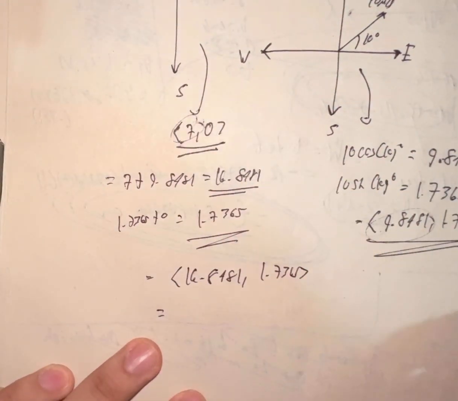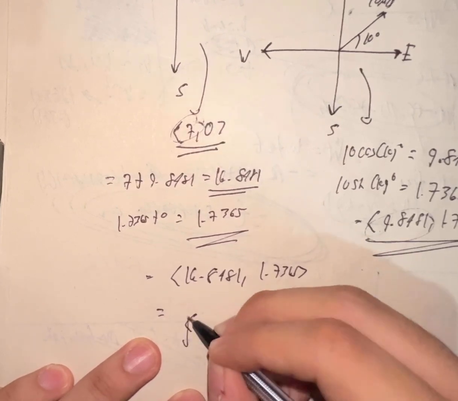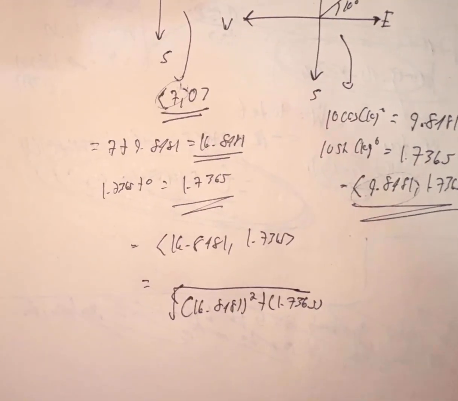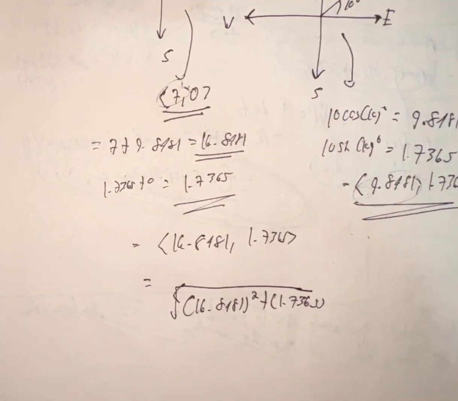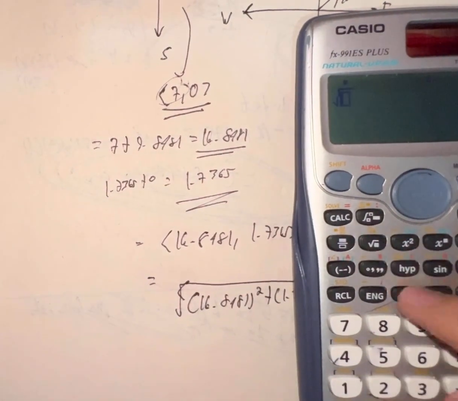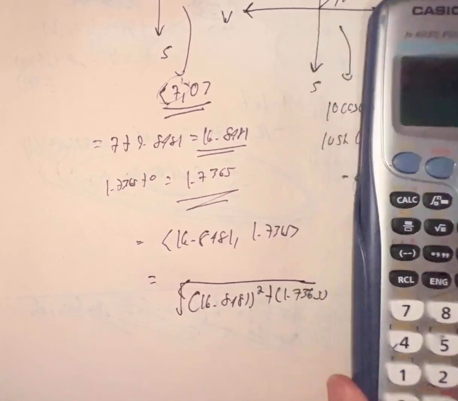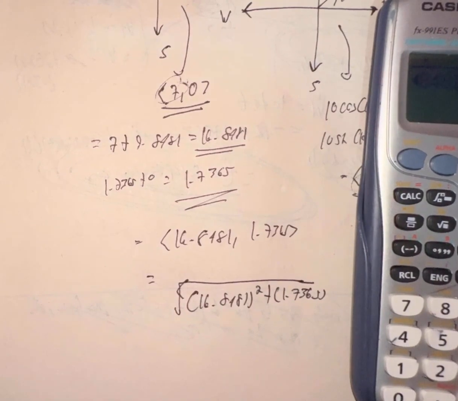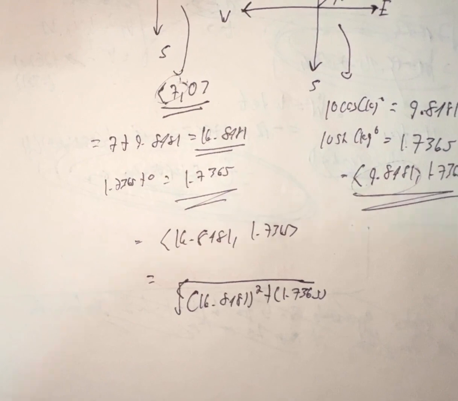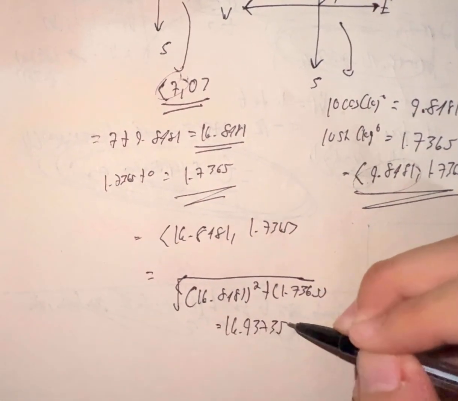Okay, now substitute it into the Pythagorean theorem. 16.8481, substituting that into the formula would now be 1.7365, 16.937.